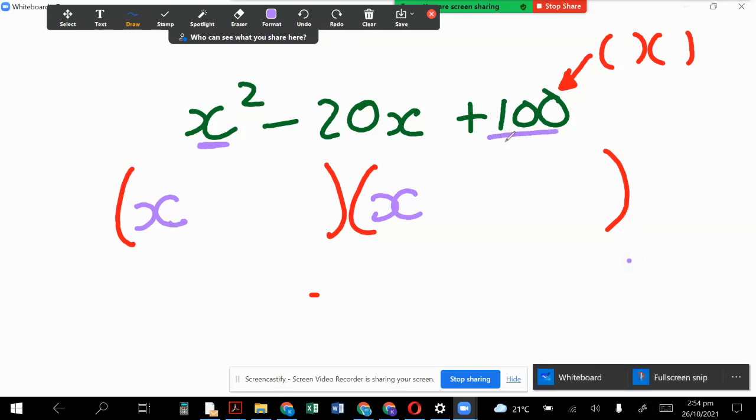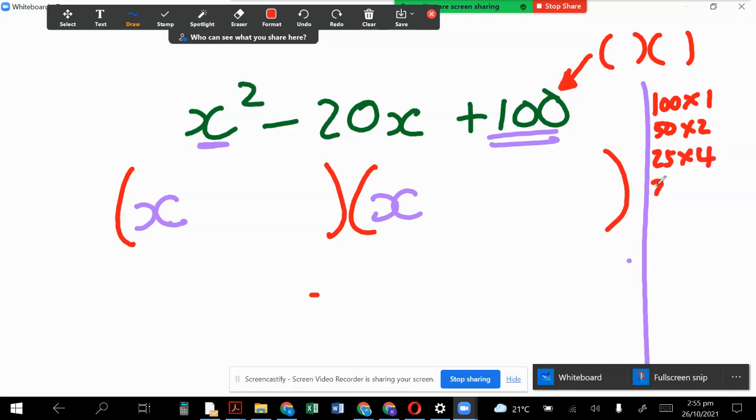We then look at 100. Let's write down all the numbers that 100 can multiply to become from two numbers, we're going to break it up. So let's start with 100. 100 times 1, 50 times 2, 25 times 4, 20 times 5, 30 can't go into there, 6 can't go in, 7, 8, 9, 10. 100 can become 10 times 10.